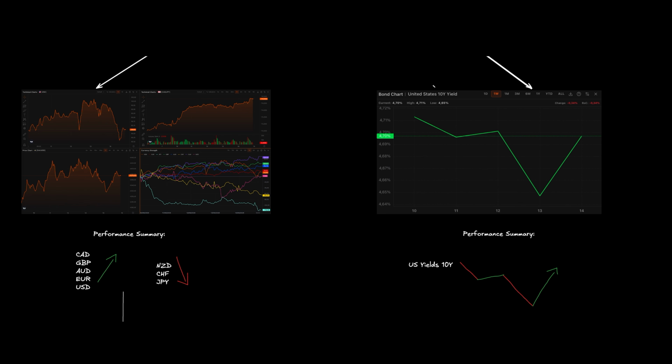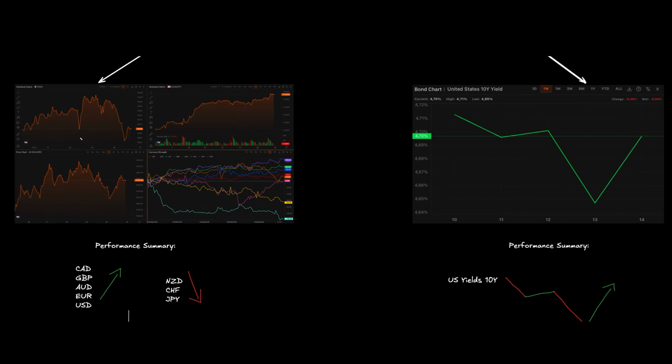On the right, you can see the 10-year yield in the US. So you can check the percentage over there. The current is 4.70, right? So I have the performance summary over there for the US 10-year yield. For the bond market, you have the performance, right? So I know exactly how the bond market, especially the 10-year yield in the US, evolved through the week.